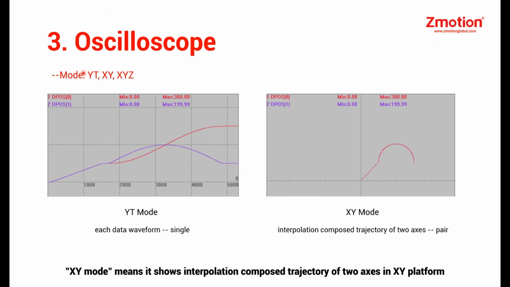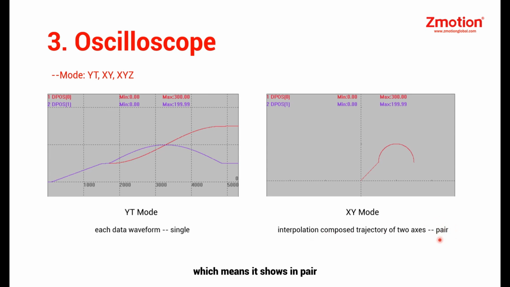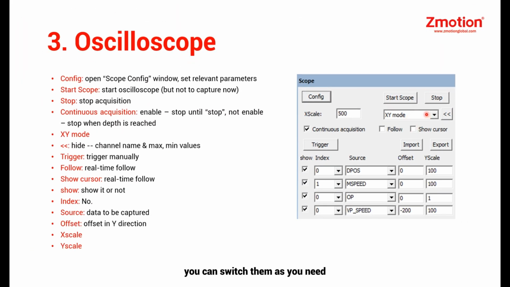XY mode means it shows the interpolation-composed trajectories of two axes on the XY plane, which means it shows in pairs. Curve 1 and Curve 2 are one pair. Curve 3 and Curve 4 are one pair. If this is not checked, the horizontal axis means time and the vertical axis means data. Actually, there are XY mode, YT mode, and XYZ mode. You can switch them as you need.